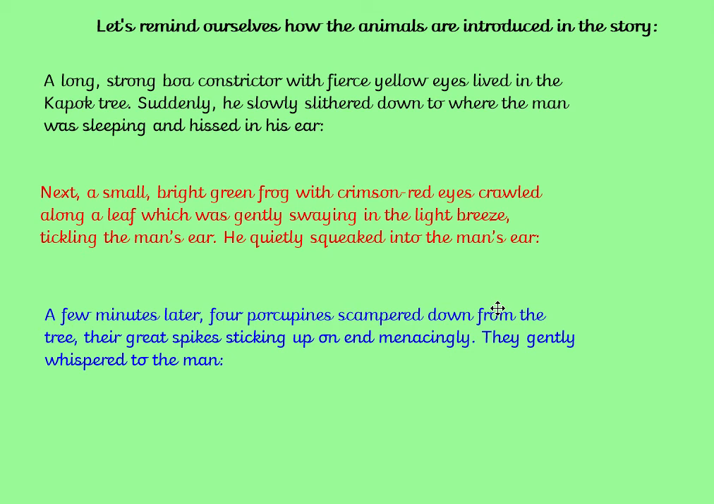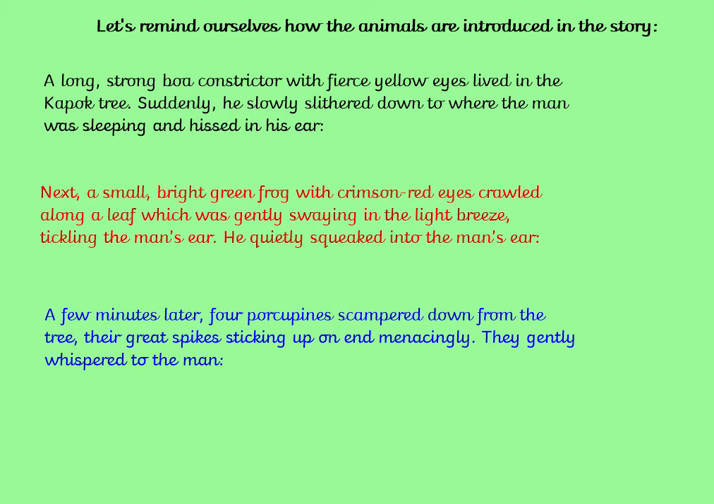And finally, a few minutes later, 4 porcupines scampered down from the tree, their great spikes sticking up on end menacingly. They gently whispered to the man. Lovely adverb here, menacingly. It sounds quite threatening, doesn't it? Those big spikes on the porcupine's back. So 3 examples from the model text of a short description of each animal, introducing the animal, and we find out what they look like and also how they move and how they speak.